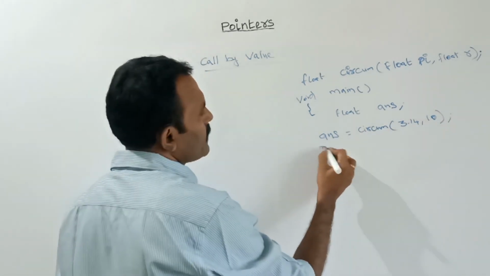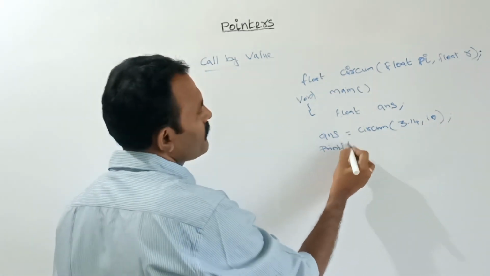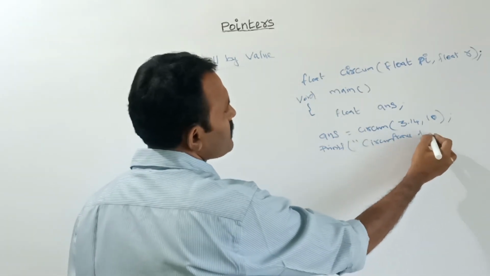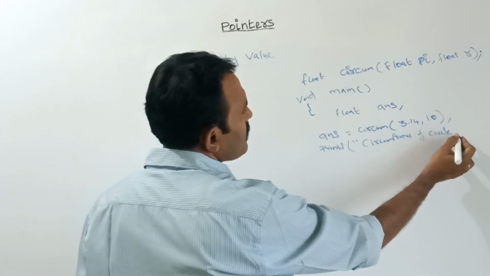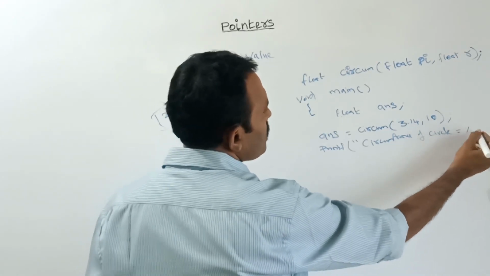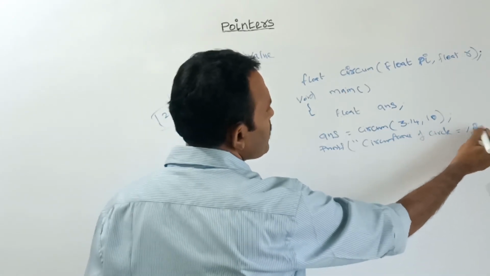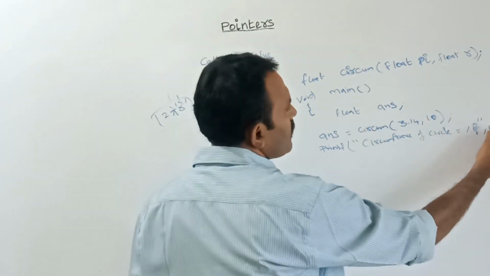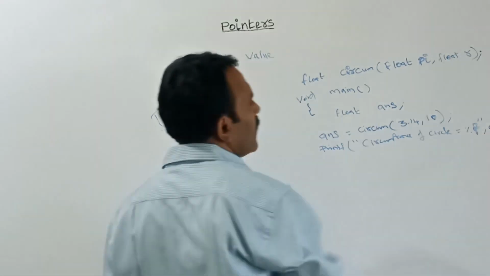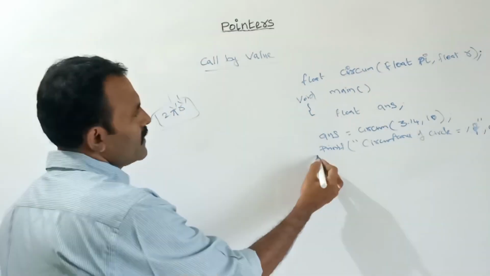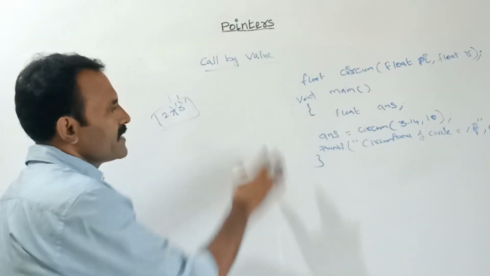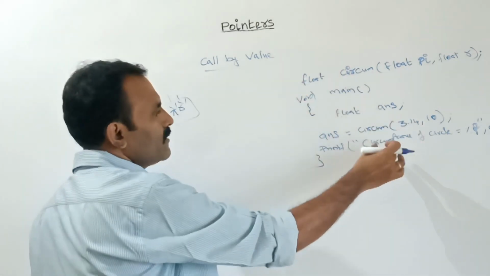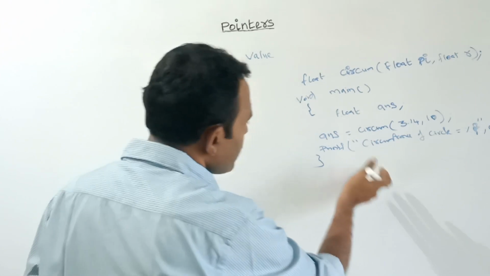Next I am telling it to print the circumference of circle is equal to percentage f, because here we are using float. Next, ans, I am telling it to print that ans value. Inside the main function there are totally 3 statements. I am just passing the values and getting the answer.